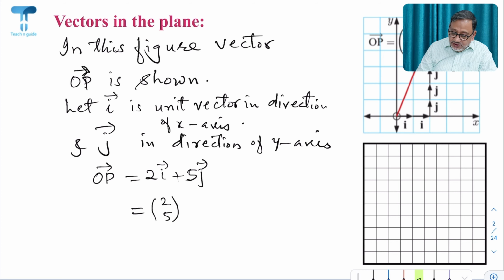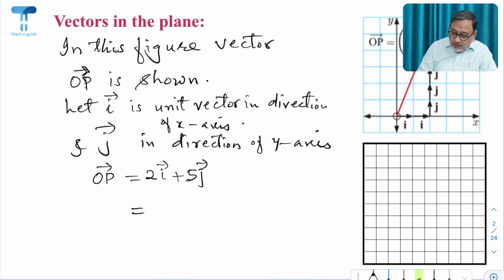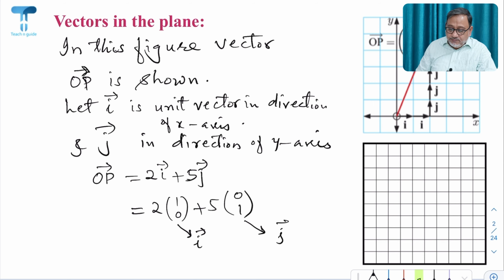So this is equal to (2, 5), or I can also represent it with i and j. To represent it in terms of i and j, how am I going to write it? Look here, 2 times i is (1, 0), plus 5 times j is (0, 1). This is representing vector i, the base unit vector. This is representing vector j. I hope you understood it.